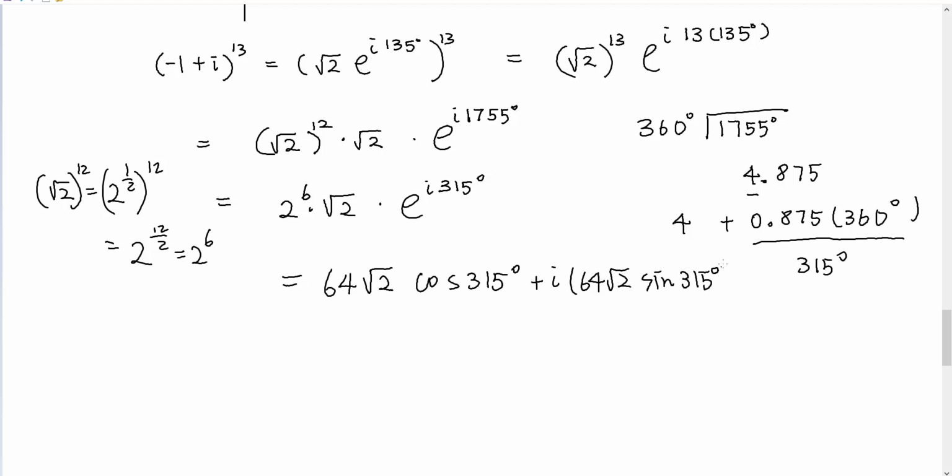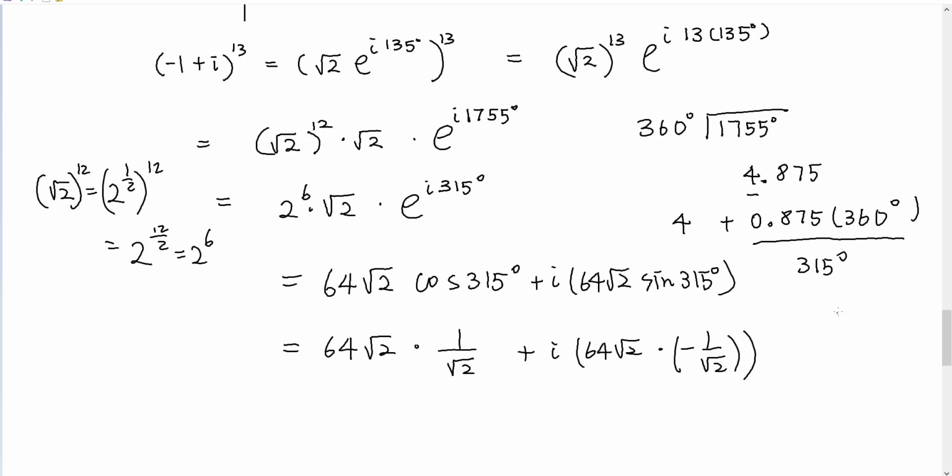Because our goal is to go back to the rectangular form. Now 64 square root of 2 times cosine 315 is the same as cosine 45 degrees, which is 1 over the square root of 2. And plus i times 64 square root of 2 times sine 315, the same as negative sine 45 degrees, which is negative 1 over the square root of 2. Now you notice that 1 over the square root of 2 is the same as the square root of 2 over 2. Check that by rationalizing it.